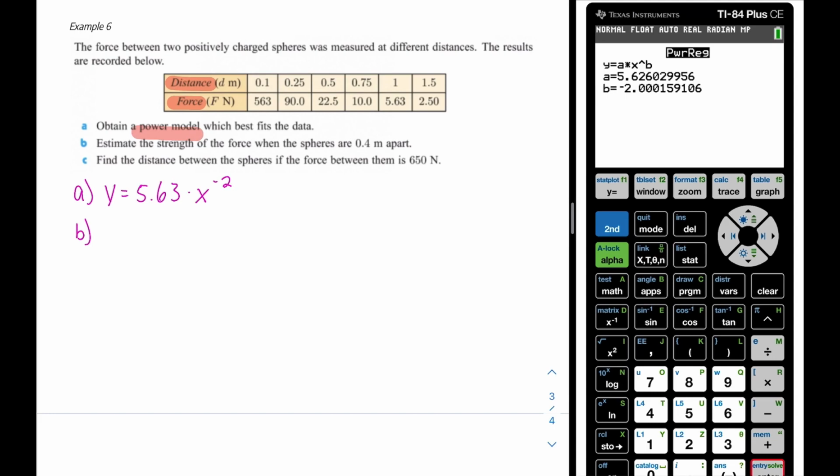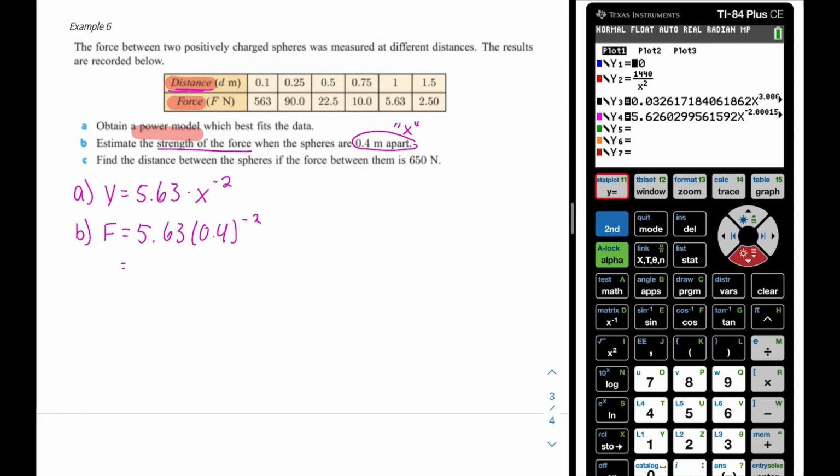B, estimate the strength of the force when the spheres are 0.4 meters apart. So 0.4 meters apart, that's the distance. So this is our value of x. And we're looking for what is the force when we have an x value of 0.4. So you could put this into your calculator and find it manually. Or since we have y4 to be our equation, then we can use our calculator.